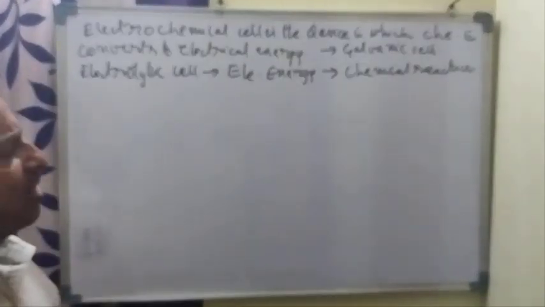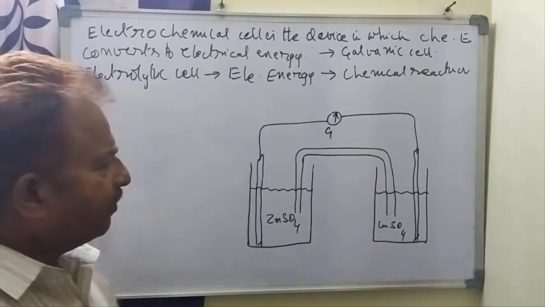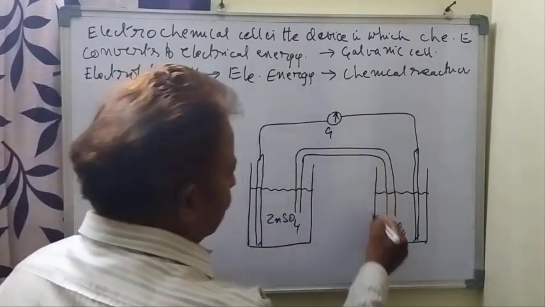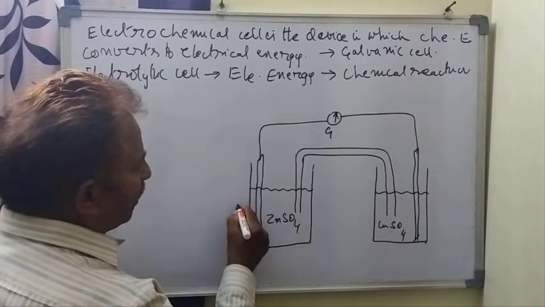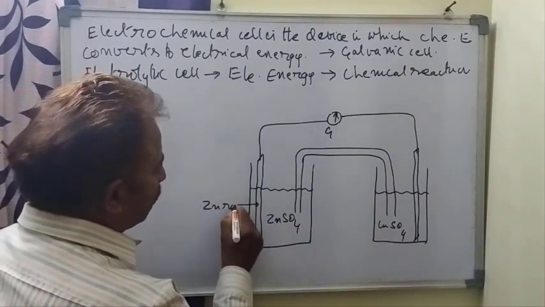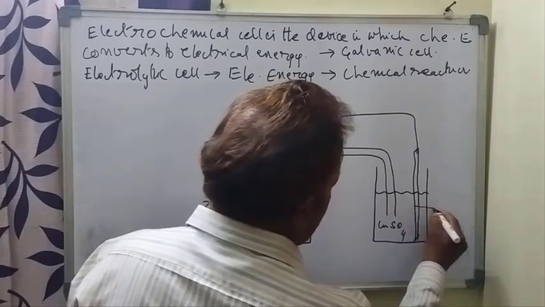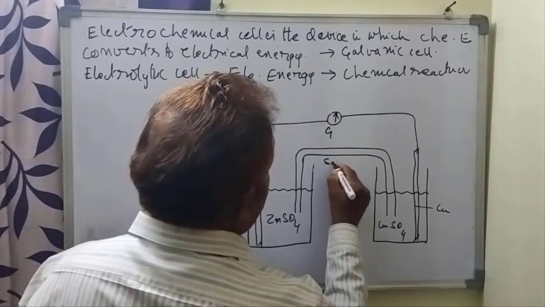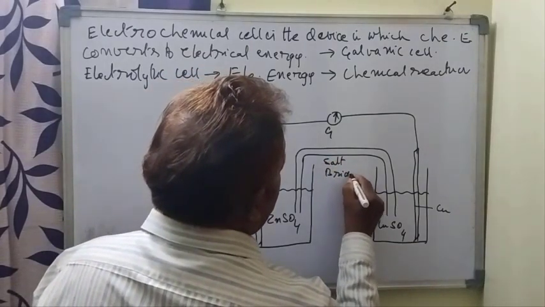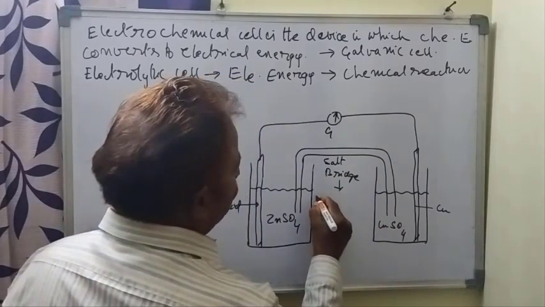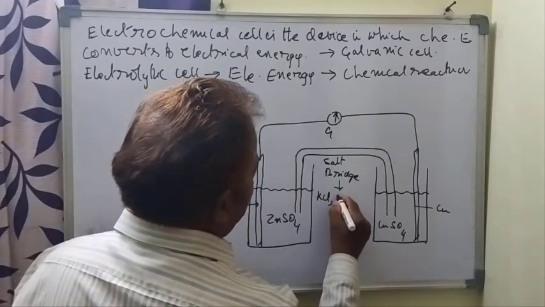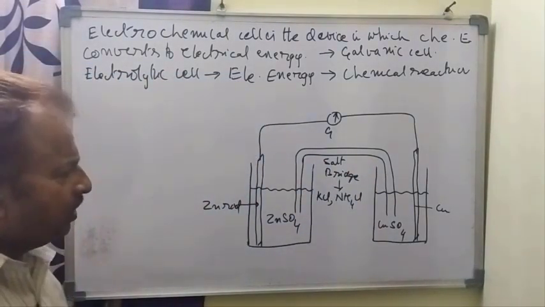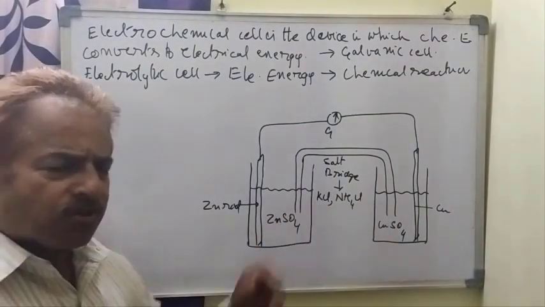Now let us discuss this galvanic cell. Here in this diagram, this is the zinc sulfate container and this is the copper sulfate container. Zinc rod is dipped in zinc sulfate solution and copper rod is dipped in copper sulfate solution. And here this is the salt bridge. What is a salt bridge? The paste of potassium chloride or ammonium chloride, etc. is filled in this inverted U-shaped tube, and of course it is kept in both the solutions.